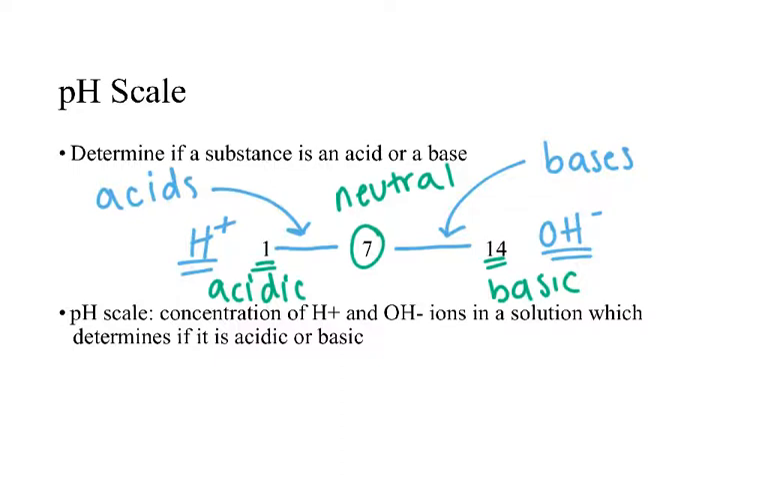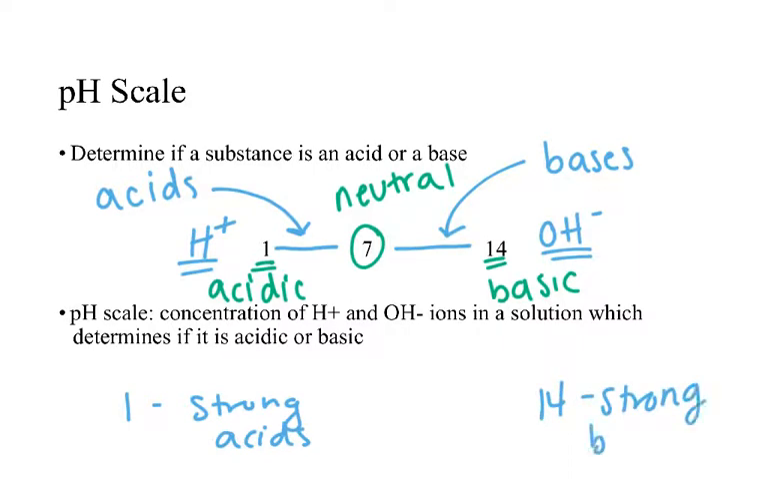So from 1, we have our strong acids. And 14, we have our strong bases. Everything in the middle ranges. So they get weaker this way until we hit 7, and they get weaker this way until we reach 7 from the top. So our pH scale, like I just said, is based on the concentration of H plus and OH minus ions in a solution. And again, this tells us if something is acidic or basic.